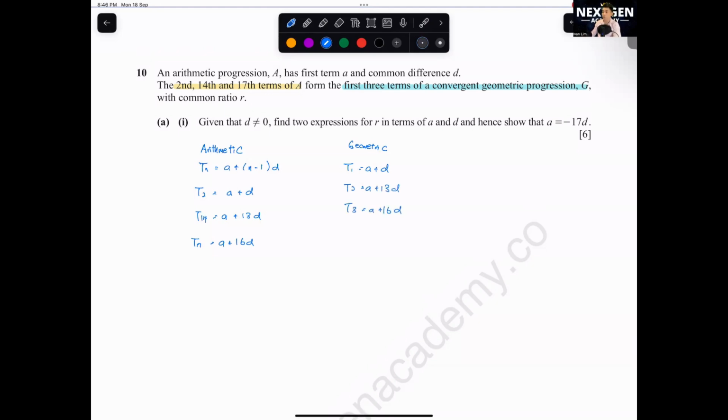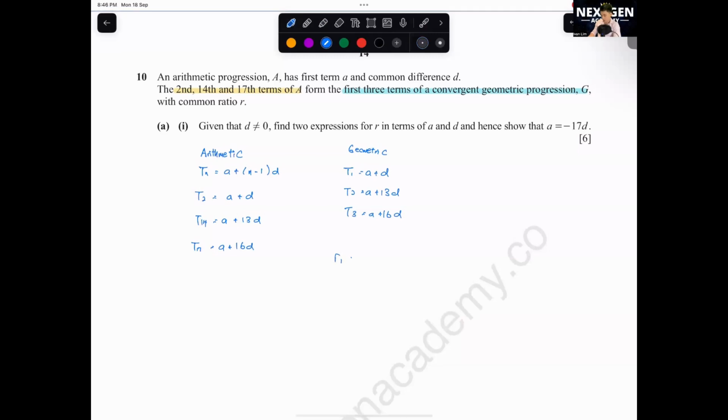Okay, they want us to come up with two common ratio formulas. Common ratio is just the next term divided by the previous term, right? Okay, so we are going to use this. So r is (a plus 13d) over (a plus d). Actually don't need to write r1. Both also should be r. Okay, so the second r is (a plus 16d) over (a plus 13d). Okay, show this first.